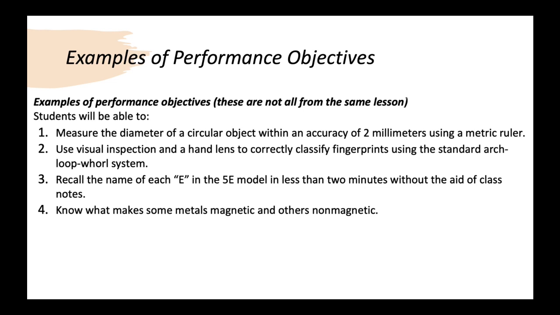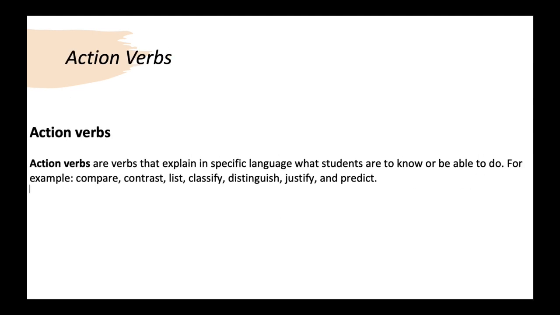On the screen are 4 examples of performance objectives. They're not all from the same lesson, but what we want you to do is notice the verb that each one starts with. So measure, use, recall for number 3, and know. Think about the verbs when you're writing your performance objective. They should be action verbs. Those are verbs that tell you exactly what you want students to be able to know or do, and you should be able to observe the student doing the action, like compare, contrast, list, predict.